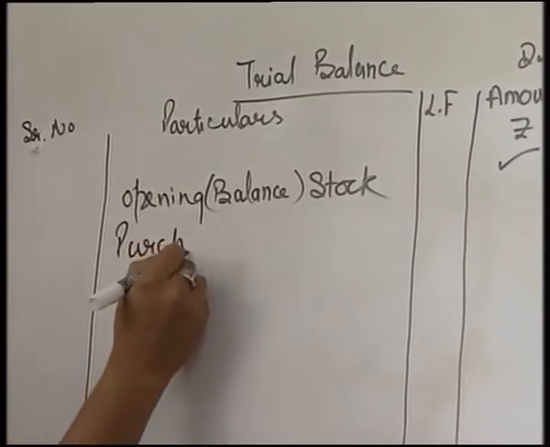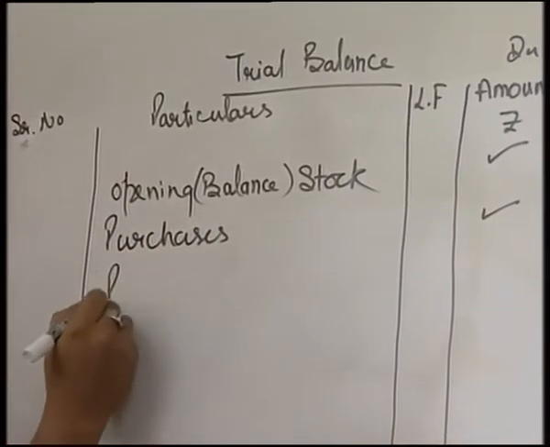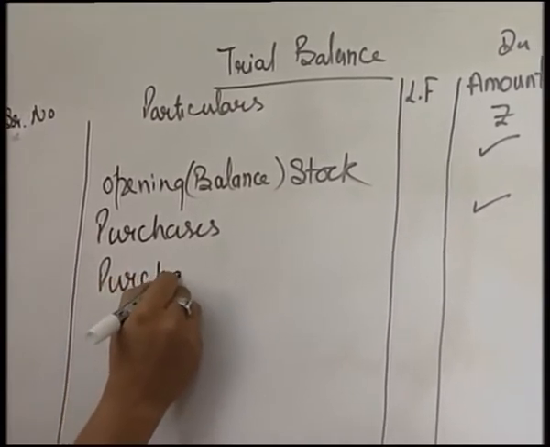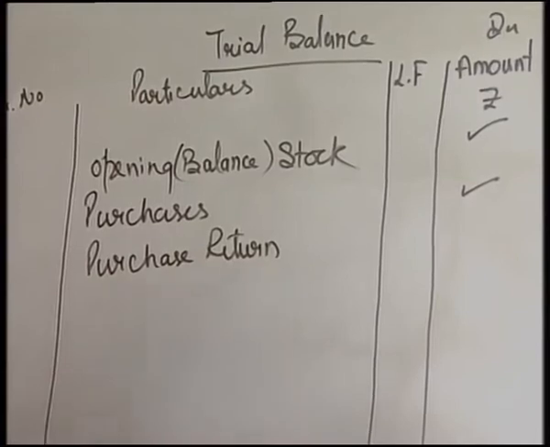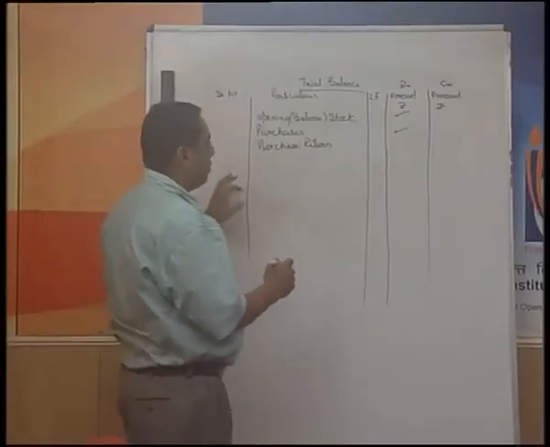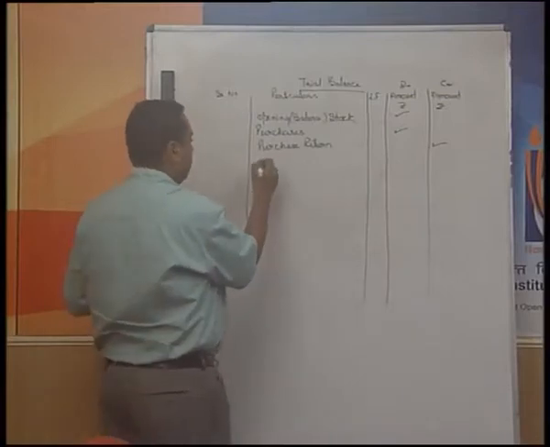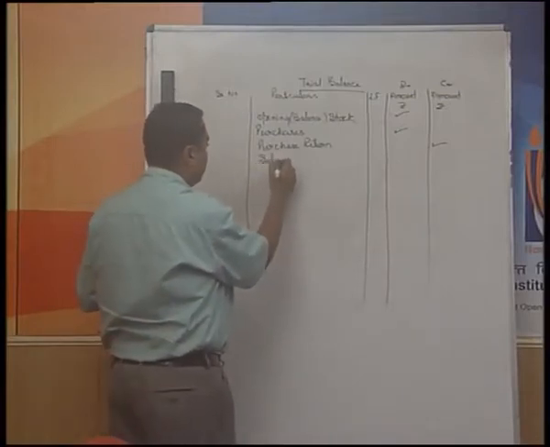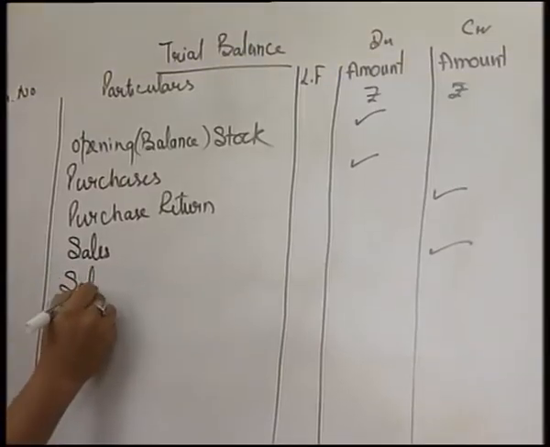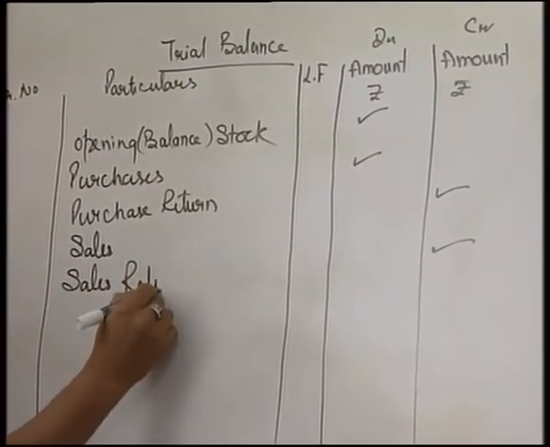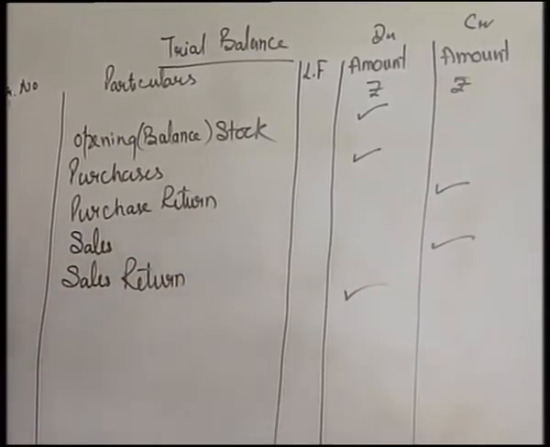So, whenever you get an opening stock, put it on the debit side. There can be purchases, a debit balance. There could be purchase return. Now, you know if purchases are debited, purchase return is going to be credited, because this is just the reverse of it. There could be sales, always a credit balance. Similarly, there could be sales return, which will have a debit balance.